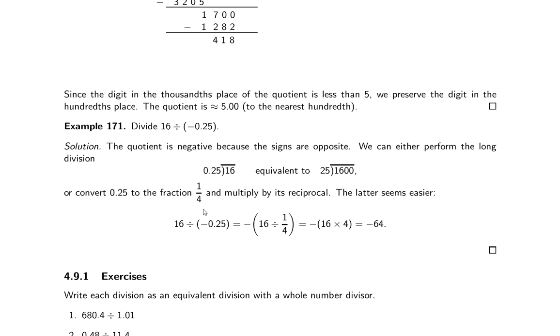There's another way to do this. Dividing by 0.25, we'll see that that's equal to a quarter. So this is the same as dividing by a quarter, which is the same as multiplying by 4. Either way, the answer is negative, so you'll get negative 64.